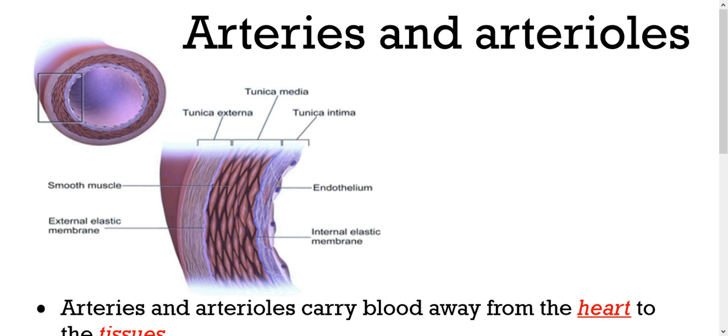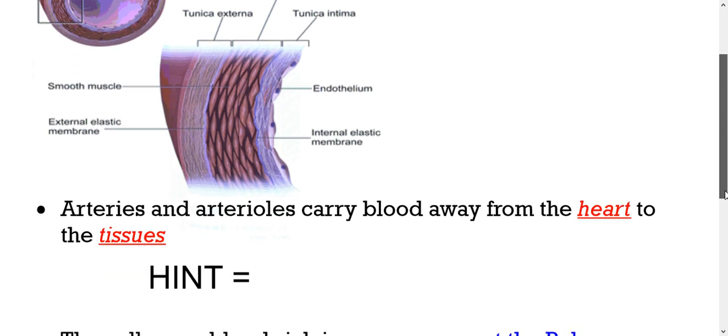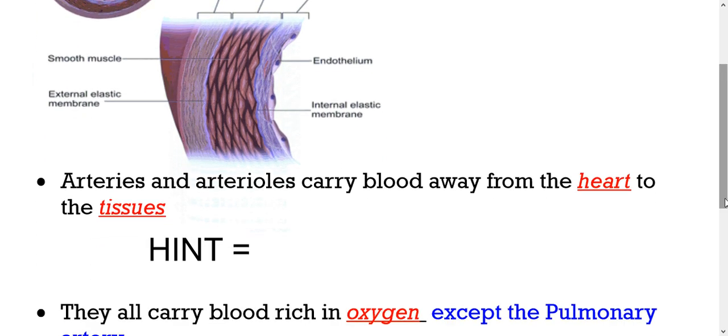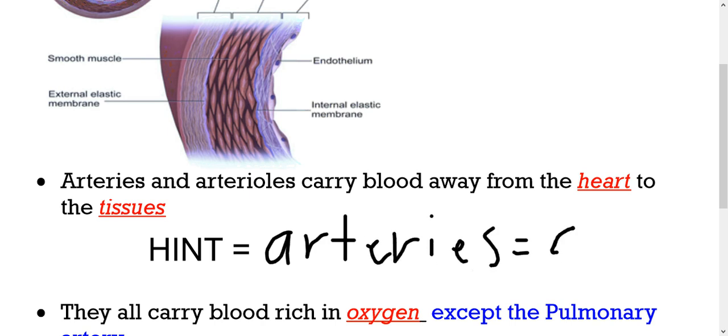Arteries and arterioles carry blood away from the heart towards the tissues. So a hint you can remember is: arteries, away. Sorry, I've got to get my pen here. That is terrible writing. I'm going to have to try to get a new stylus for next time. So arteries are carrying blood away from the heart.